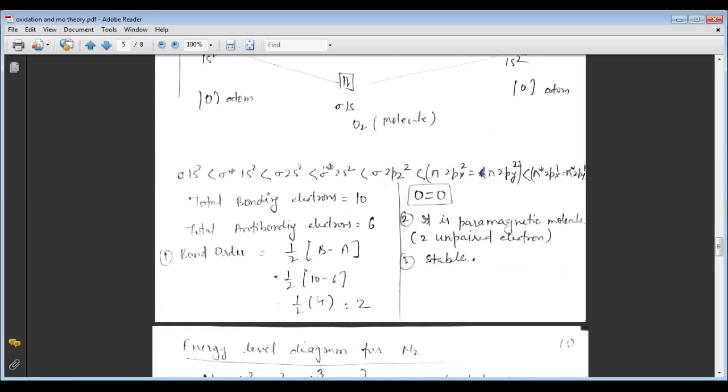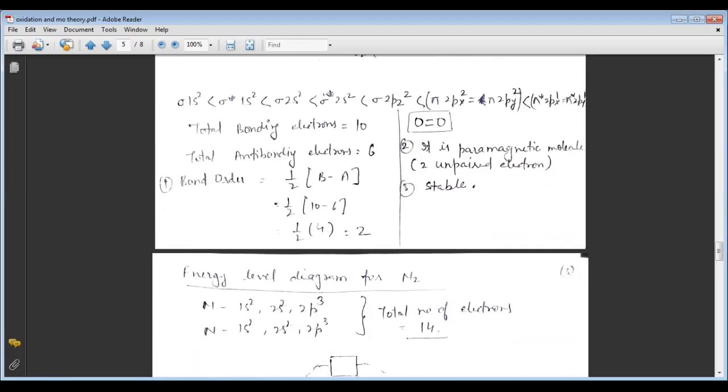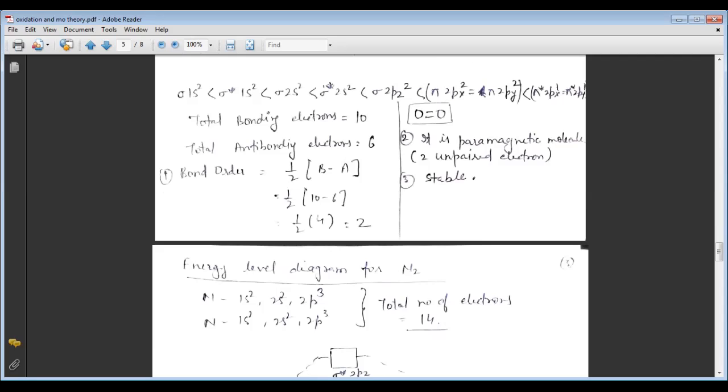Now when we count, we find that the total bonding electrons are 10, and the total anti-bonding electrons are 6. First of all we want the bond order, and the bond order is equal to 1 by 2 times bonding electrons minus anti-bonding electrons. So here we find that the bond order is equal to 2. It means that there is a double bond between the oxygen atoms.